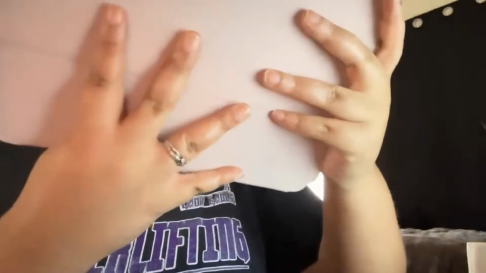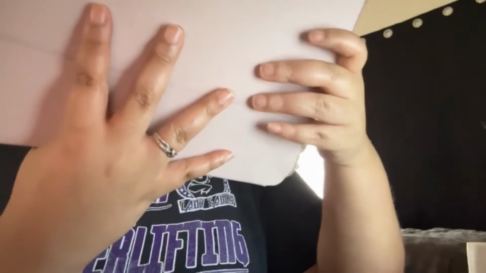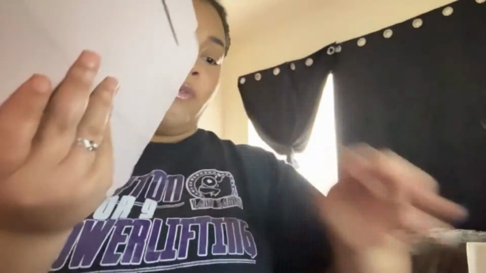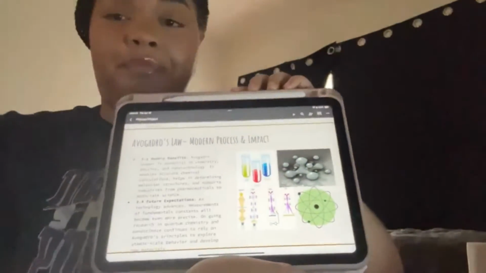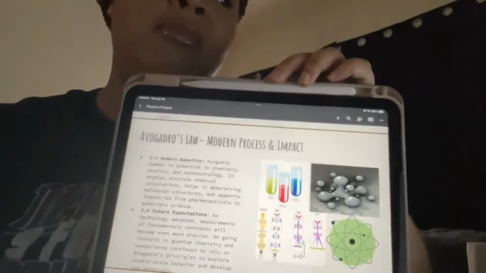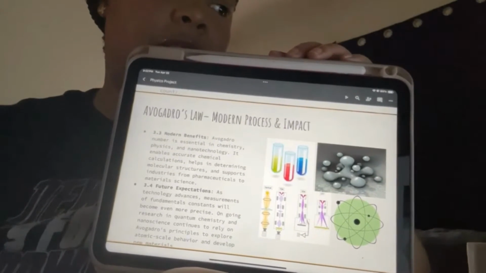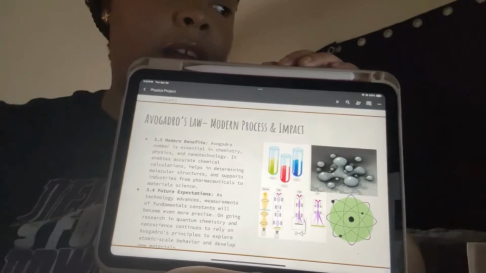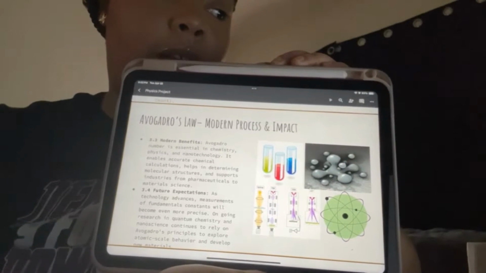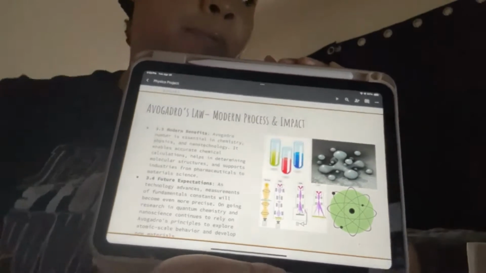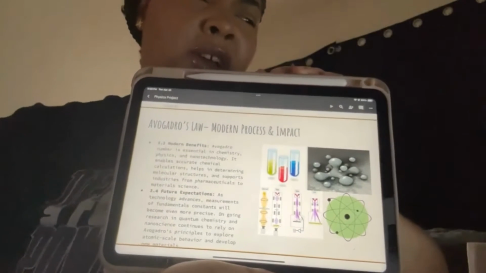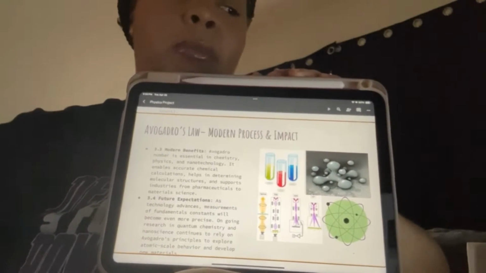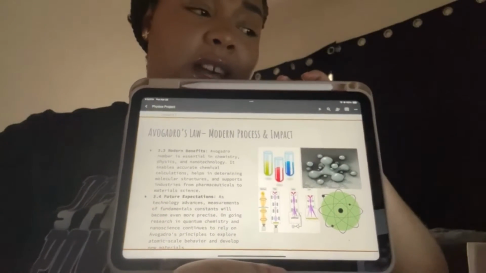And then 3.3 and 3.4. The modern benefit. Avogadro's number is essential in chemistry, physics, and nanotechnology. It enables accurate chemical calculations, helping in determining molecular structures, and supports industries from pharmaceuticals to materials science.